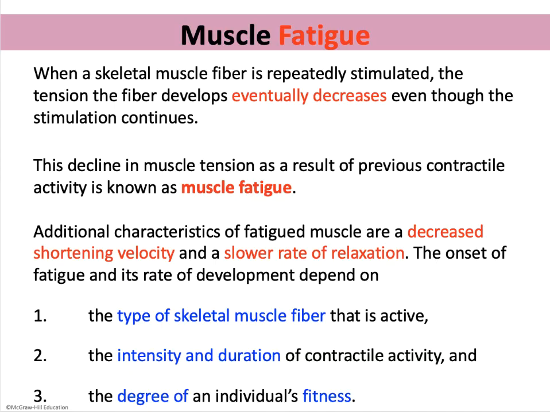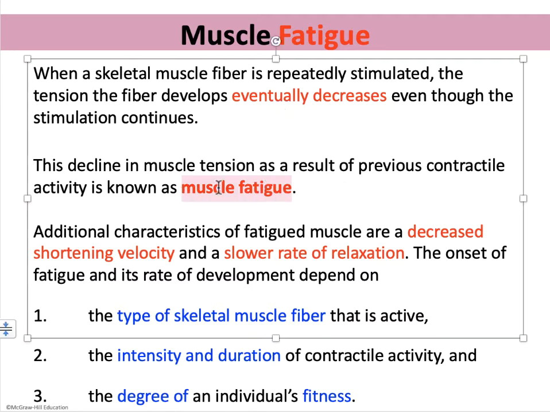A second parameter we have to take into consideration before looking at the types of muscle fiber is muscle fatigue. Muscle fatigue is defined as the inability of a muscle to continue to keep responding to a stimulus in generating tension. So we all know that muscles fatigue over time. Some muscles fatigue earlier than others, and that's what we're talking about. Muscle fatigue is a physiological term referring to the decline in muscle tension. A consequence of muscle fatigue is a decrease in the shortening velocity, and also a slower rate of relaxation.